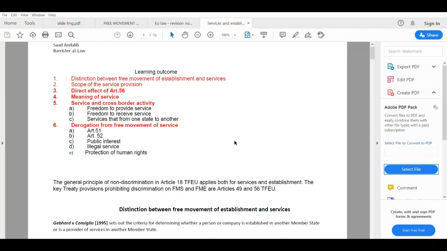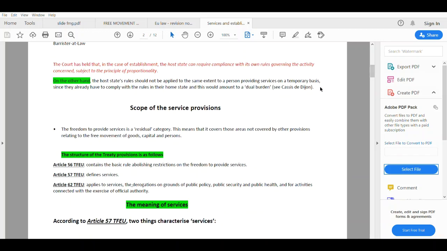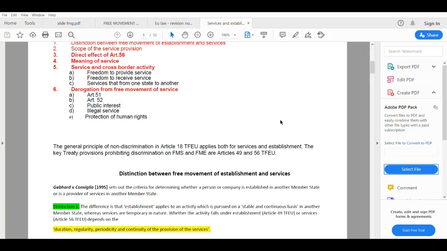The chapter is free movement of services and establishment. You can see the learning outcomes on the top of the page. Firstly, we will consider the distinction between the free movement of establishment and services. For this, we need to consider the case of Gebhard versus Consiglio, which sets out the criteria for determining whether a person or company is established in another member state or is a provider of services in another member state.